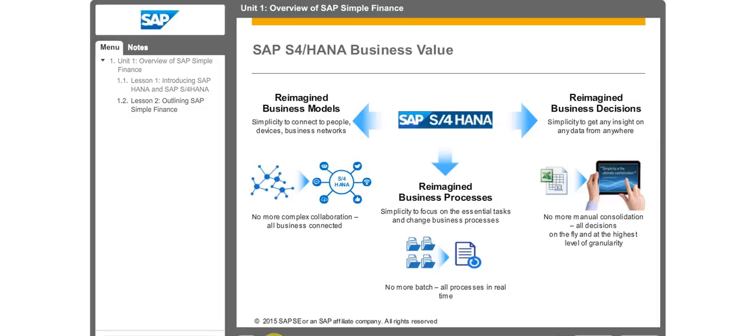The business value of SAP S/4HANA can be summarized in 3 main areas. Reimagined business model with inherent possibilities to connect with people, devices, and business networks. Reimagined business process provides simplicity to focus on the essential tasks and change business processes. No more batches, all processes are performed in real time, giving you access to the data you need immediately. Reimagined business decisions, with the ability to get any insight on any data from anywhere. You don't need any manual consolidations to manipulate the data for decision making. You can make your decisions on the fly based on the data from the highest level of granularity in the line item itself.